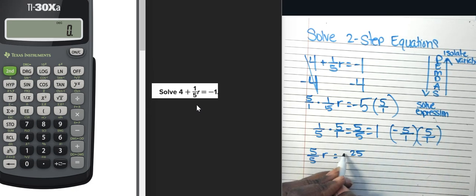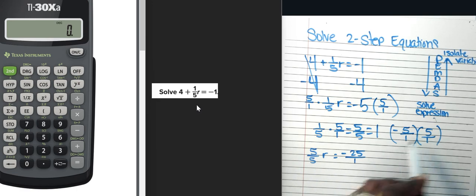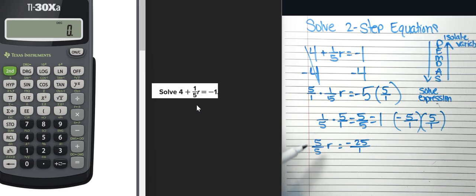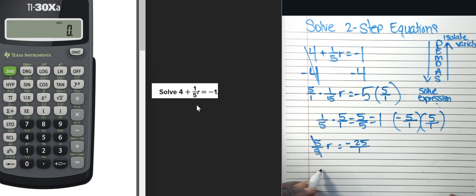Negative times a positive gives me a negative. And then 1 times 1 gives me 1. A positive and a positive will still remain a positive. So look at what we have here. We have 5/5. So this actually cancels out because this becomes 1, right? We know that any number divided by itself is always going to be 1. So this cancels out. You're left with r on the left-hand side, and that is going to be equal to -25/1. This is the same thing as -25.